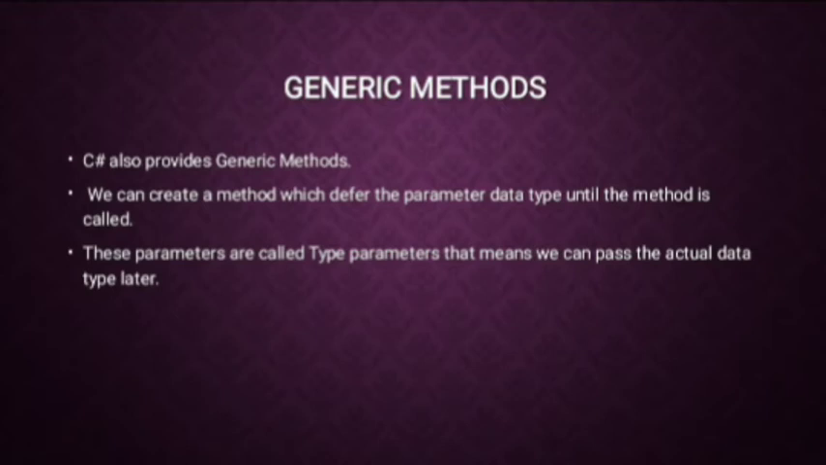So the third point is displayed here: these parameters are called type parameters. That means we can pass the actual data type later, into interfaces, classes and main methods. So we can pass the actual data type later by the name of type parameters. Which parameters are called type parameters? The parameter data types are also called type parameters in C sharp generic methods, so that we can pass the actual data type later.